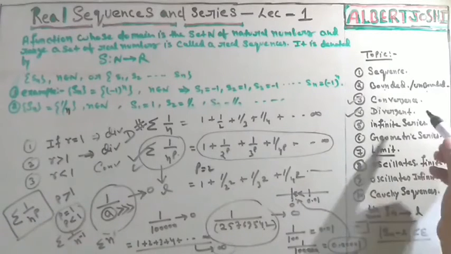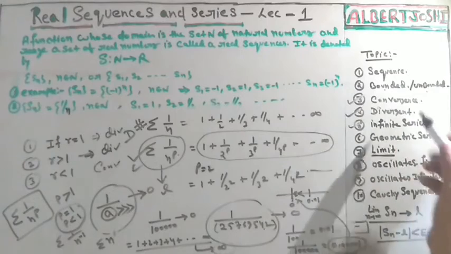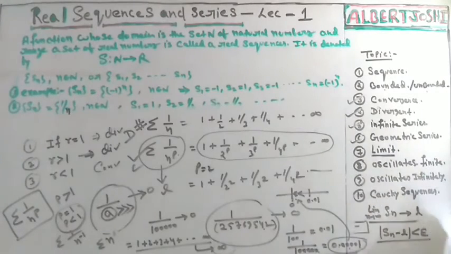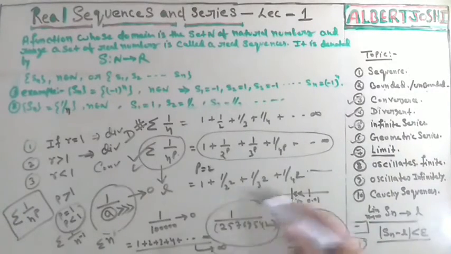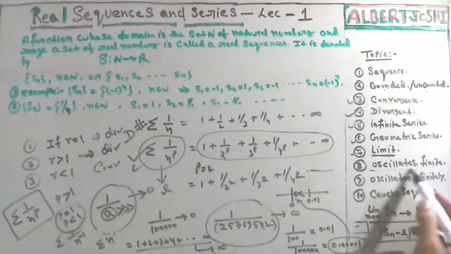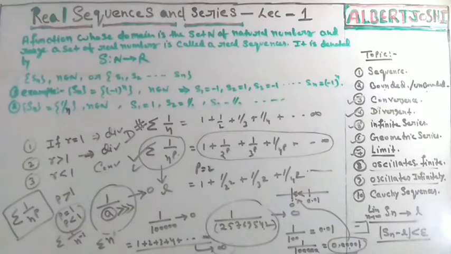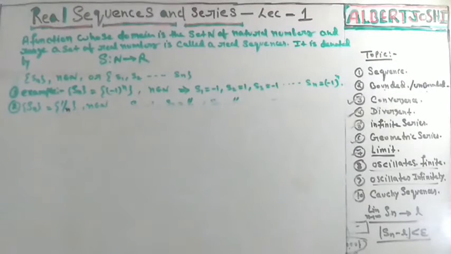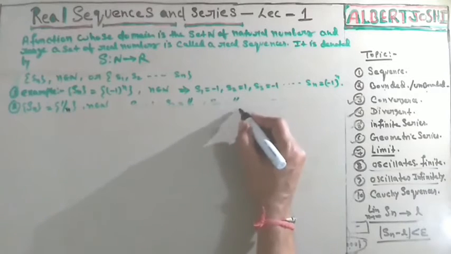Okay. So we have also discussed the infinite series and the geometric series. About the limit, you must go to the limit chapter. Limit also we have already discussed. Now what about oscillating finite and oscillating infinite? We will discuss. I am just erasing it. So before going to oscillation, I am just showing you some examples.